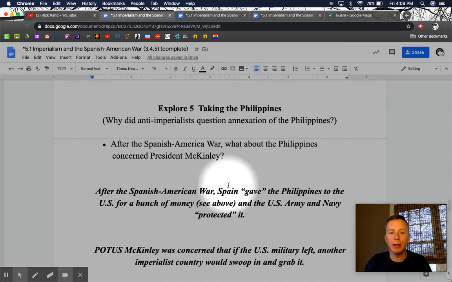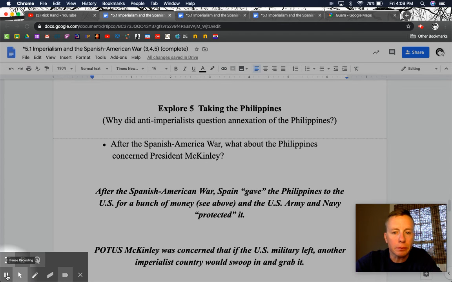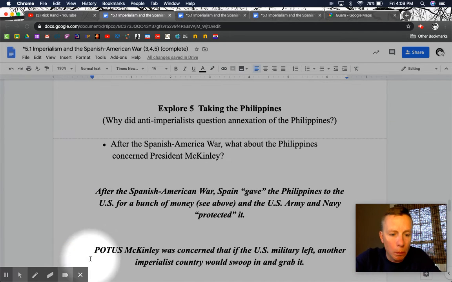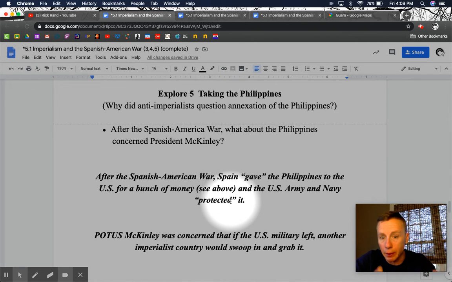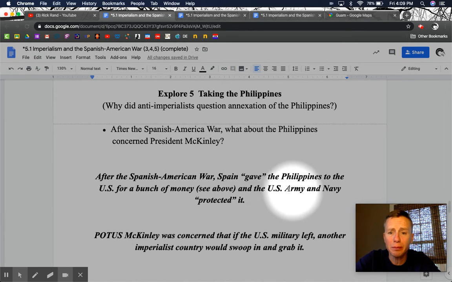But after the Spanish-American War, Spain gave the Philippines to us for a bunch of money. We talked about that above. And we pulled up with some Army and Navy and protected it, which basically was like, all right, we'll let you operate, but we're going to just hang out and make sure that if anything goes down, this stays ours. It's important to us. McKinley was concerned.